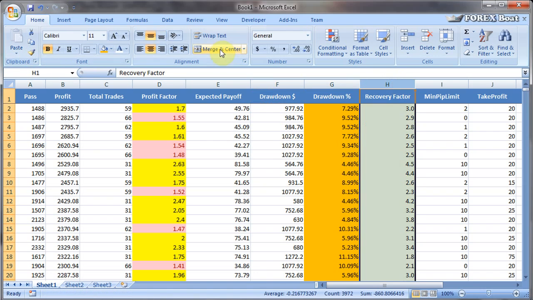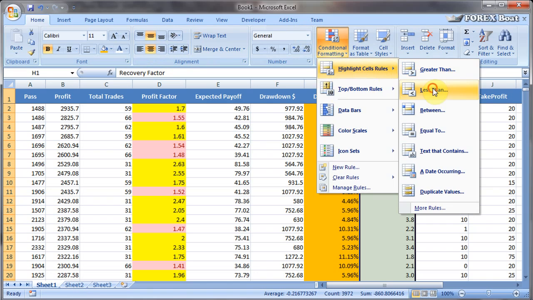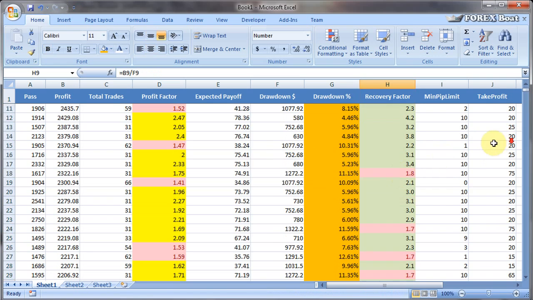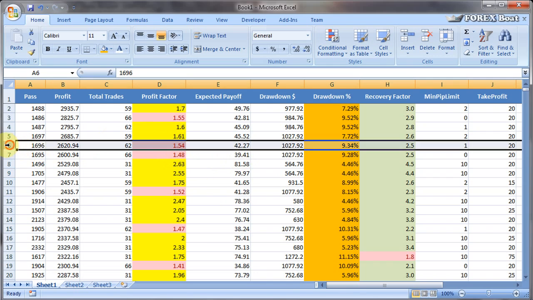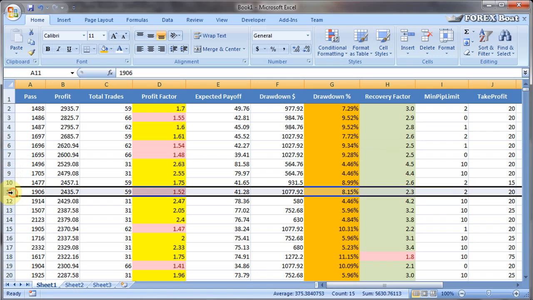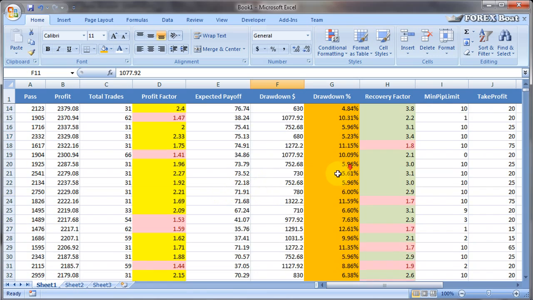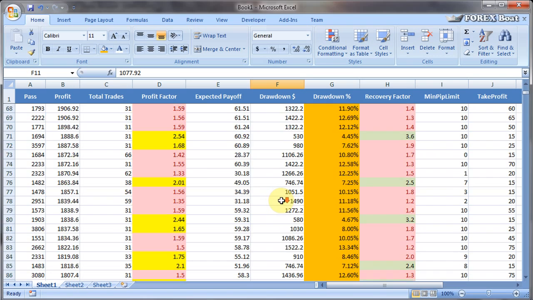And finally, same thing for the recovery factor. Conditional formatting, highlight cells that are less than 2. So if we scroll down, you will see the red cells are the ones that don't fit the criteria, and therefore the associated backtests or sets of parameters representing those backtests should probably not be considered for a demo or especially live real trading.